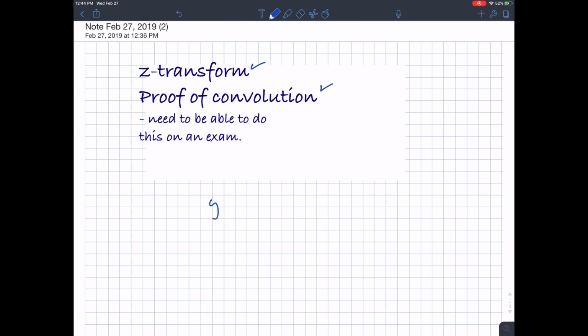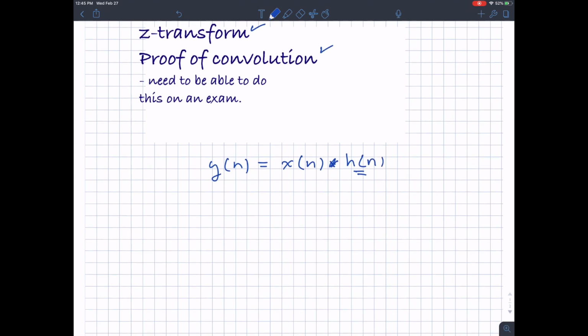What we're going to do here is look at time domain convolution. So we know y of n is x of n convolved with h of n, which gives us the output of a system with impulse response h of n. What we'd like to do is then find the z-transform, y of z. If it turns out to be the answer that we expect, it's x of z times h of z. Alright, so let's prove this.